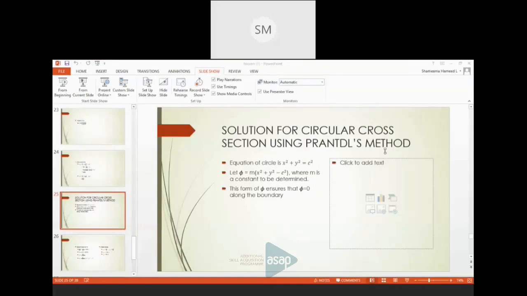Okay, students. So now you are seeing the solution for circular cross section using Prandtl's method. Already we discussed Saint-Venant's method, and we used Saint-Venant's method for solving an elliptical cross section. Now we will use Prandtl's method to solve. Can you make the slide full view? Now we can use Prandtl's method for solving the circular cross-section.